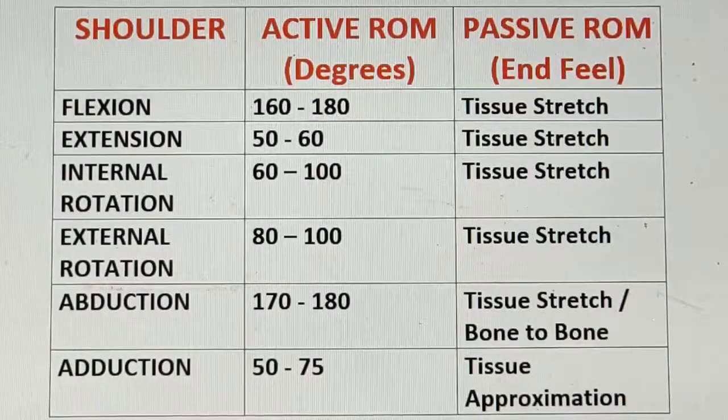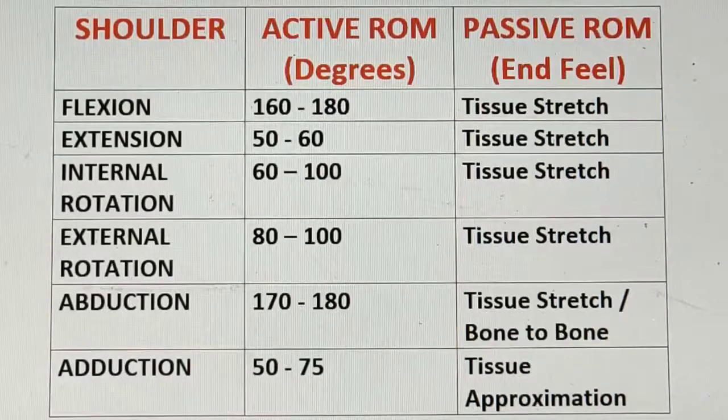The next movement is external rotation, and the active range of motion normal value in degrees should be 80 degrees to 100 degrees, and the passive range of motion end feel is tissue stretch. For the abduction of the shoulder joint, the active range of motion normal value should be 170 degrees to 180 degrees, and the passive range of motion end feel should be either tissue stretch or bone to bone.